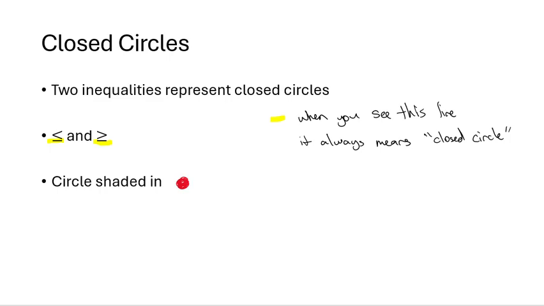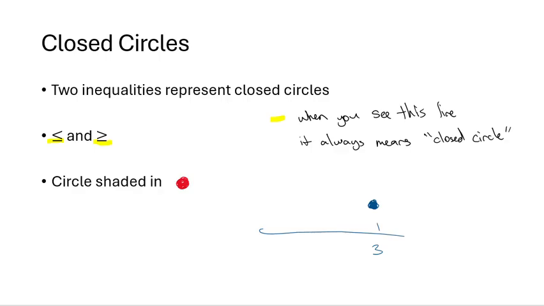Closed circles, you see what I've highlighted, the line underneath? When you see the line, it always means closed circles. So basically, same example, 3, just draw a circle, shade it in, okay? Shade it in nicely, okay?